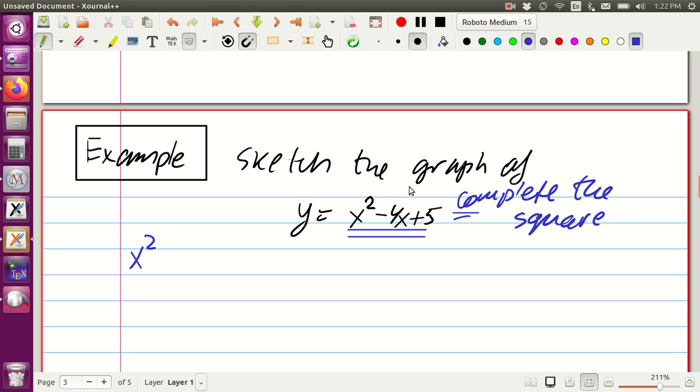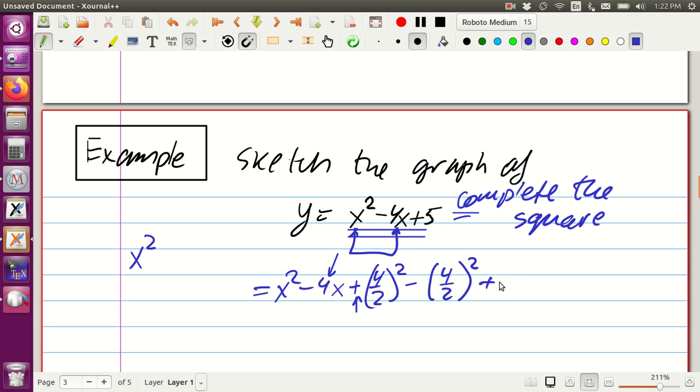So what does it mean again? If you remember, we're going to combine these two terms together. We're going to take this term, divide by 2, square it, and add it. But since we added something, we have to subtract the same expression. And the plus 5 just travels over here.